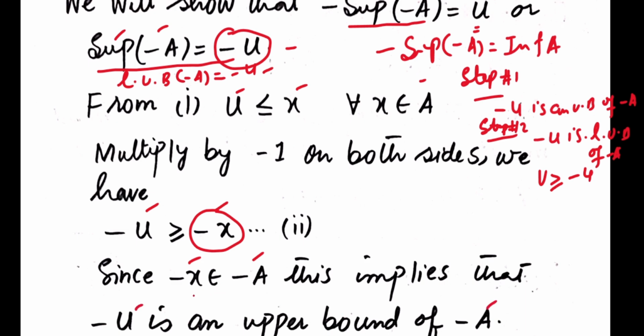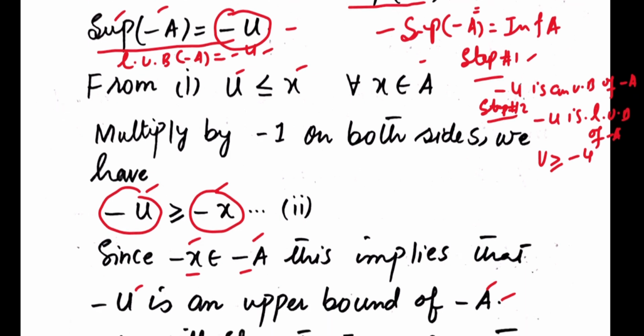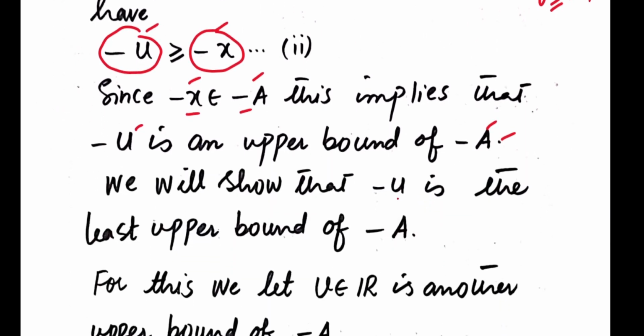Again, minus x is an element of minus a and it is an arbitrary element of minus a. When you say minus u is greater than or equal to every arbitrary element of minus a, what does this mean? This means that minus u is an upper bound of minus a. So it completes the first step. Minus u is an upper bound of minus a. Now I will show that minus u is the least upper bound of minus a. Now we are going to move towards the second step.